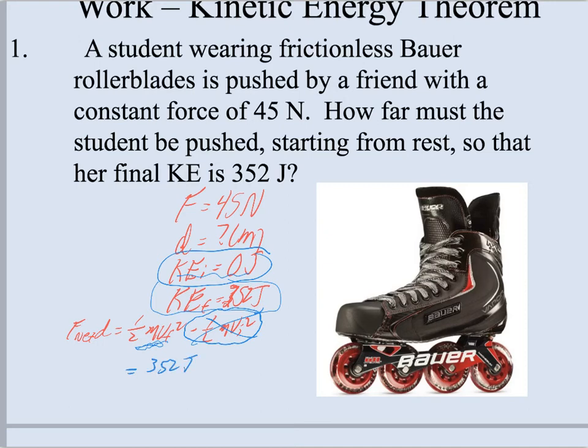And then what's the net force? Well, the only force they give us was 45. That's all we have to work with. And distance is unknown. So how am I going to find distance? Divide both sides by 45. So it's going to be 352 divided by 45 newtons. And that gives us 7.8 meters. Remember, a joule is a newton meter. So if you divide a newton meter by a newton, your newtons cancel, and that's where you get the meters. So 7.8 meters is our answer there.